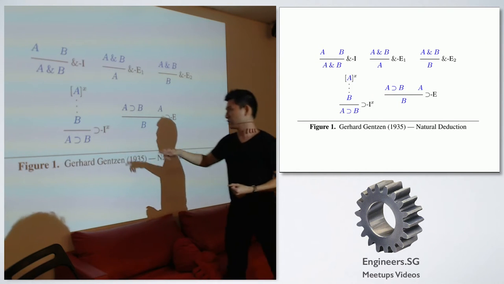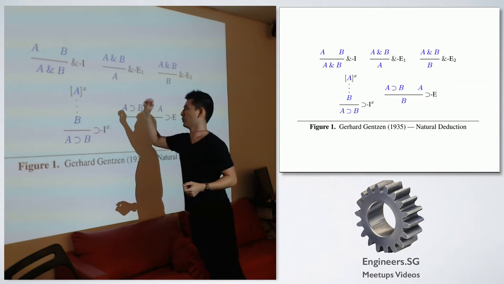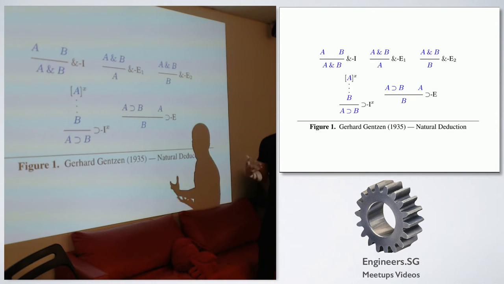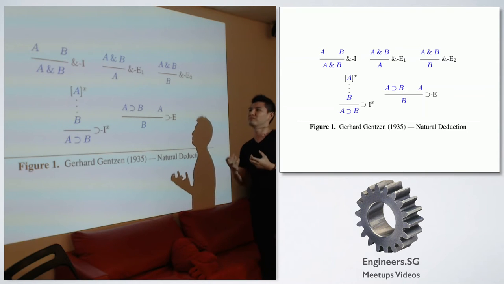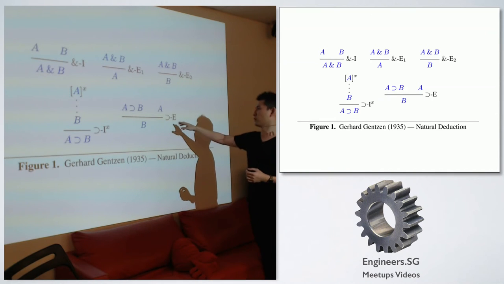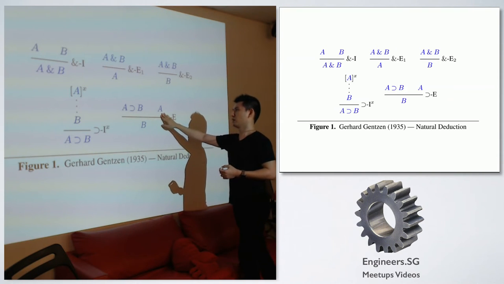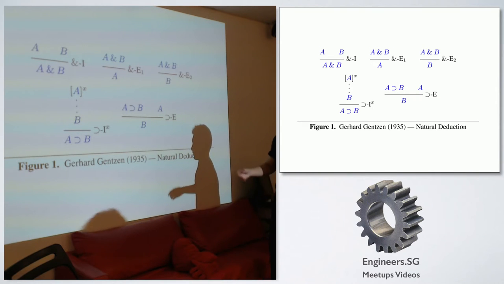For the implication introduction, this whole thing means that we are assuming A is true. We don't know whether it's true or not, but assuming A is true, and then somehow we get B is true, we can conclude A implies B. The X here just means something like binding it. We will get to this later anyway. For this case, it's given that if we have A implies B and A, we know that B is true. This is implication elimination.